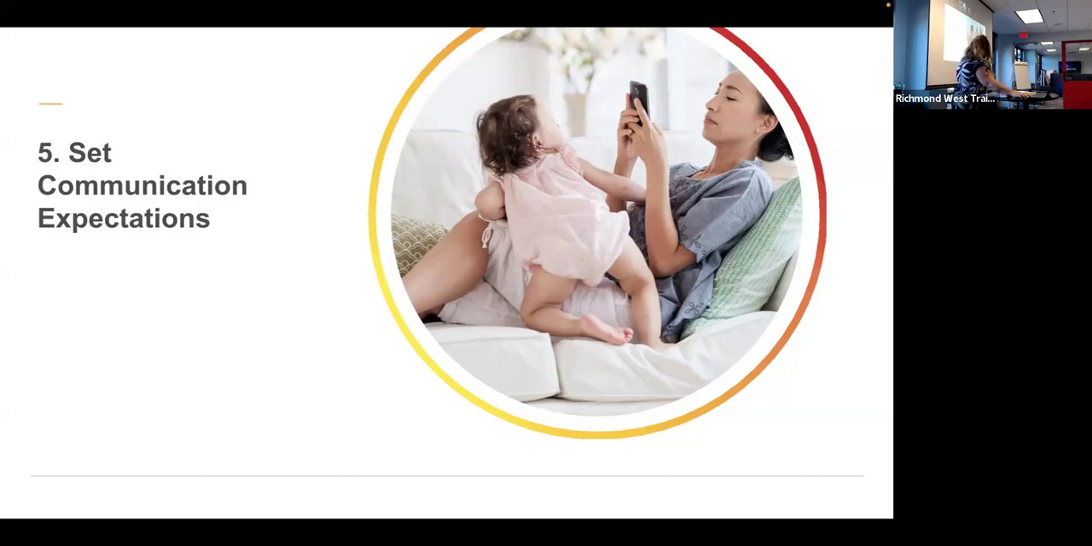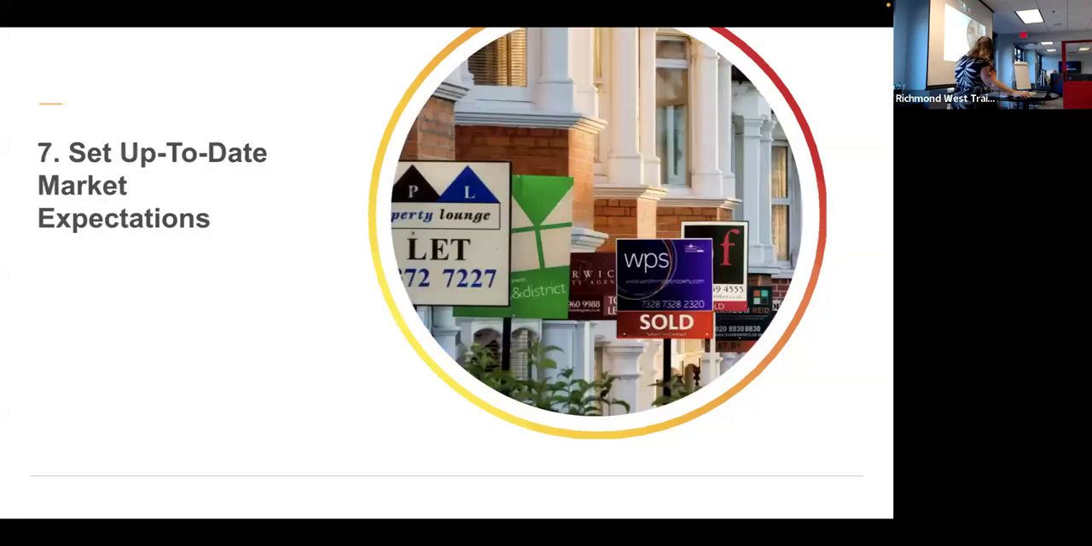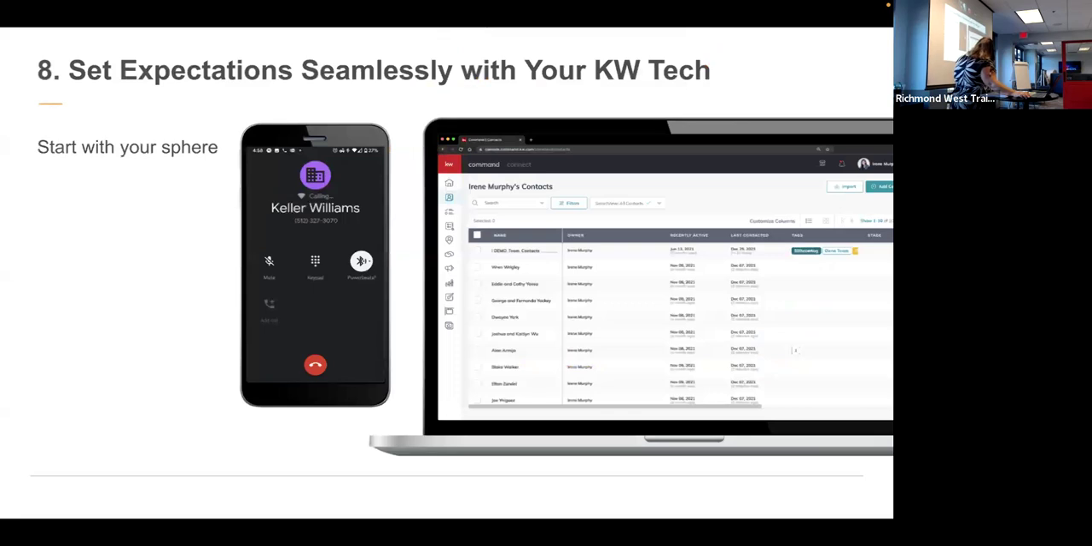Communication expectations: you just want to make sure what's the best way to communicate. I'll do a group text if that works. This couple had mentioned WhatsApp to me and I'm like, WhatsApp for a group? I don't pay attention to that. So I started a regular group text and they said, yeah, this will work. Contingencies, we talked about those. Up-to-date marketing expectations, that's going to be more with sellers.